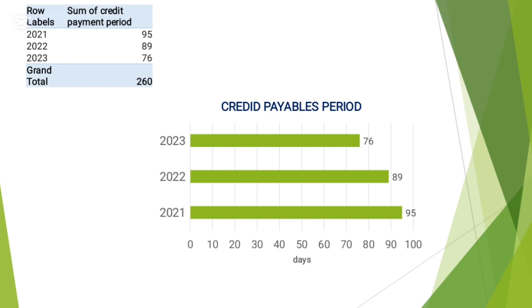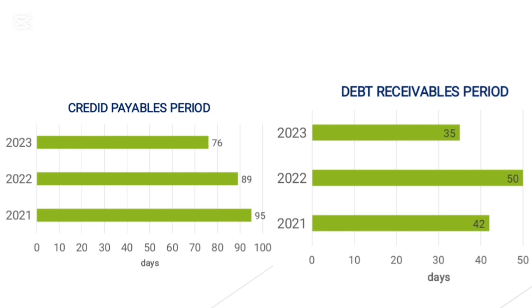It is reducing by the year, which may not be a very good sign, looking at how many days they give their debtors to be able to pay them. So if we are to compare the debt collection period and the credit payable period in 2023, we are seeing that they give their debtors 35 days to pay them, whereas they are given 76 days to pay, which is a very good sign. They are able to get their monies and invest before it has been 76 days.